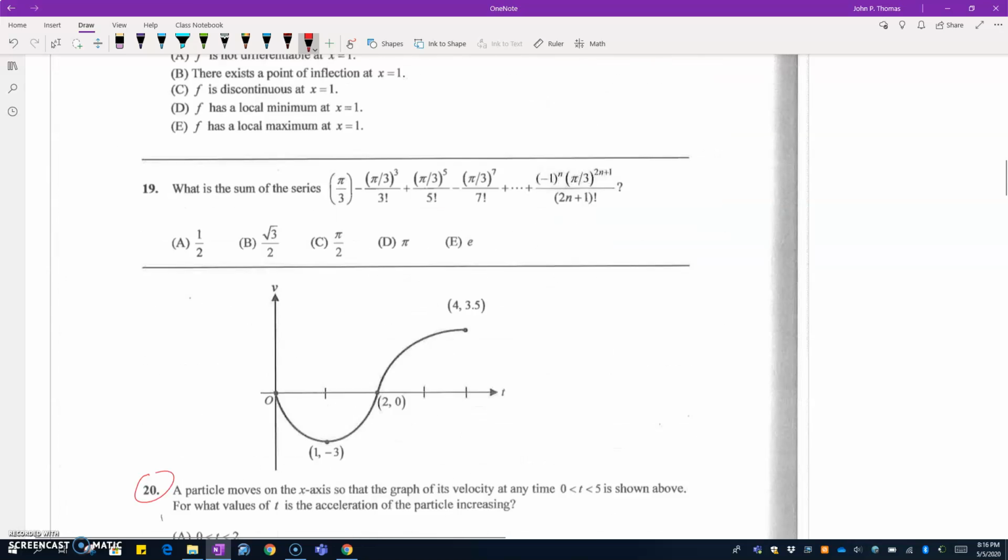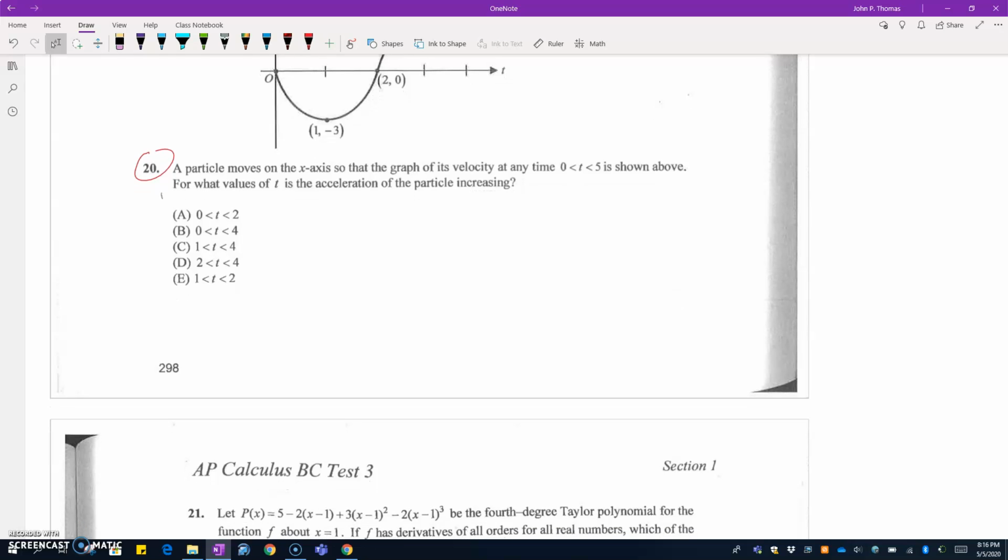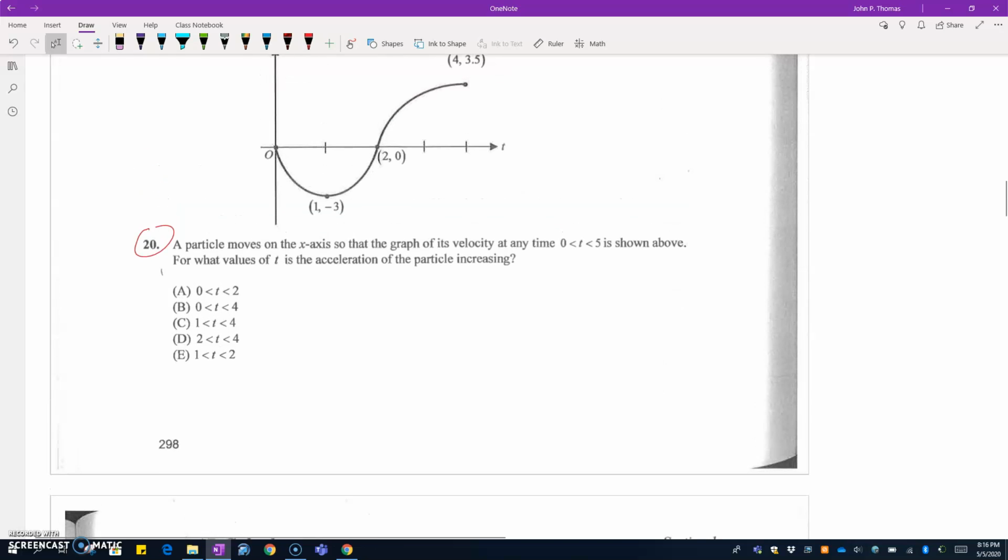All right, now 20 was the other one. So if I take a look at 20, 20 says a particle moves on the x-axis, such as graphs given above. And that's a graph of its velocity. And it says for what values of t is the acceleration of the particle increasing?